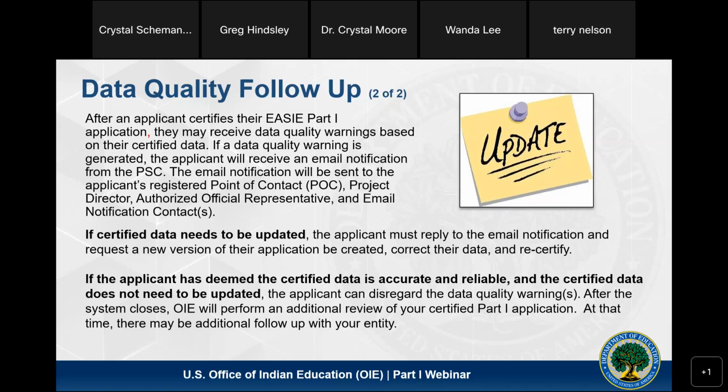If the applicant has deemed the certified data is accurate and reliable, and the certified data does not need to be updated, the applicant can disregard the data quality warning. After the system closes, OIE will perform an additional review of your certified Part 1 application. At that time, there may be additional follow-up with your entity.